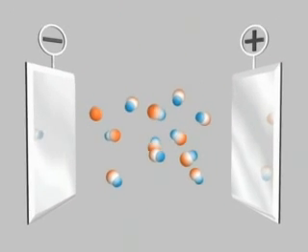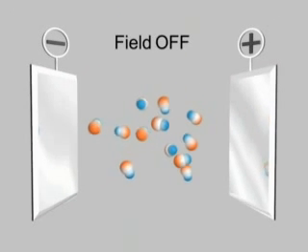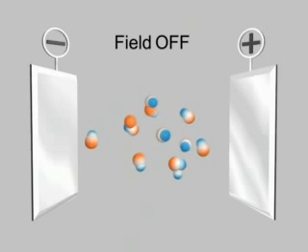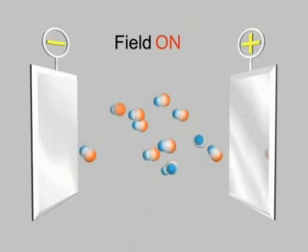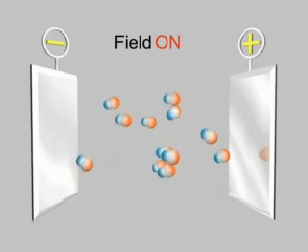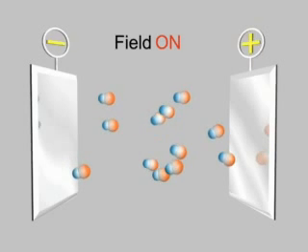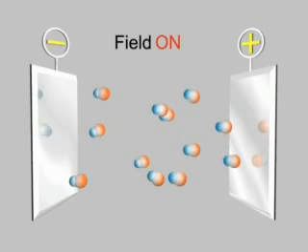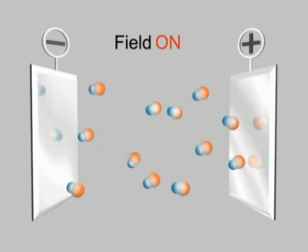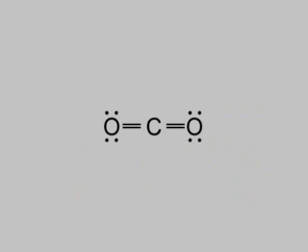Between two electric plates with the field off, the molecules lie every which way. With the field on, however, they become oriented with their negative ends facing the positive plate and their positive ends facing the negative plate.